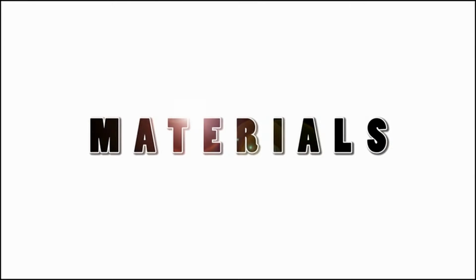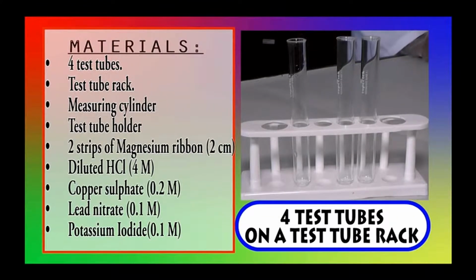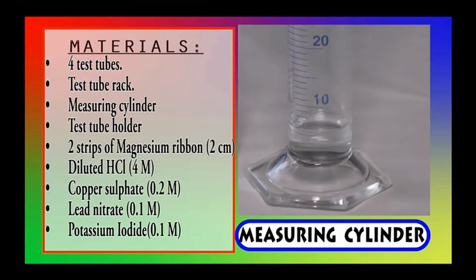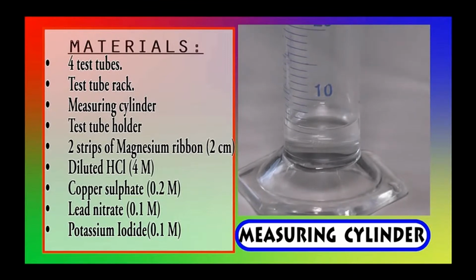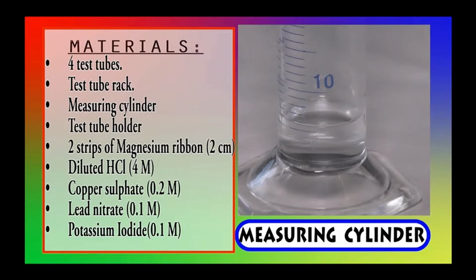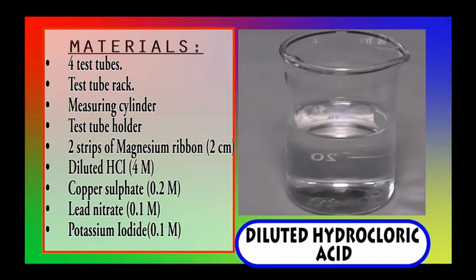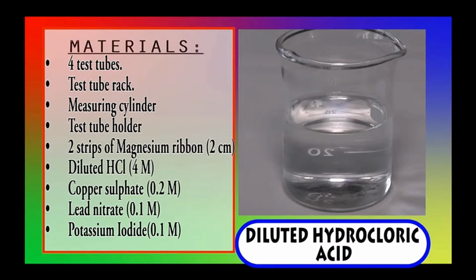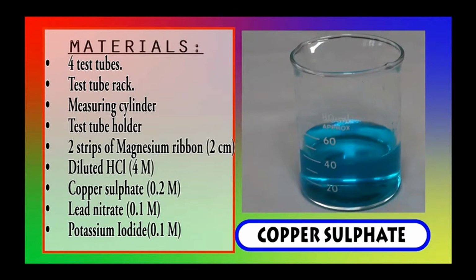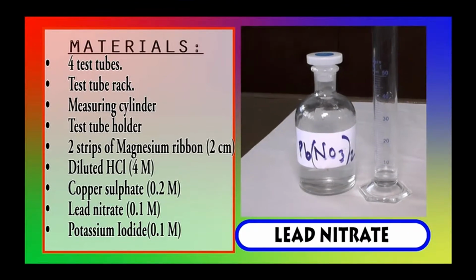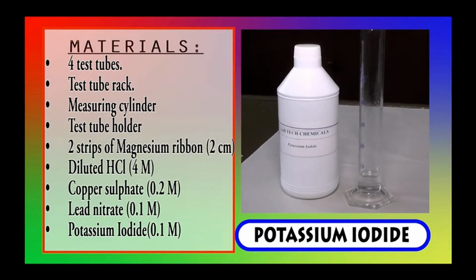The materials that we need for this experiment are 4 test tubes on a test tube rack, a measuring cylinder, two strips of magnesium ribbon, diluted hydrochloric acid, copper sulfate, lead nitrate, potassium iodide.